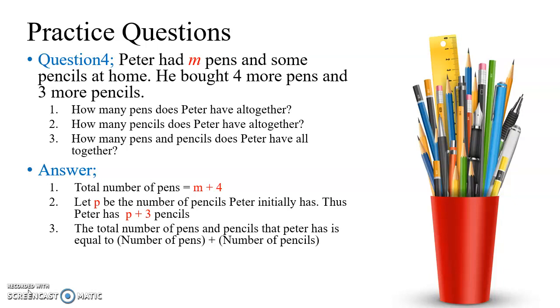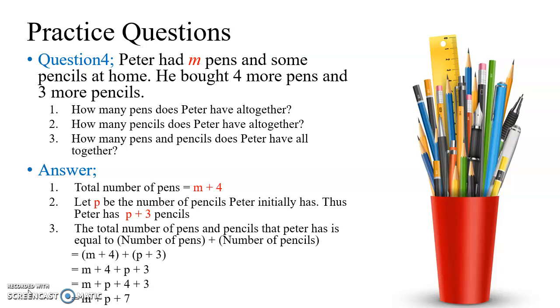To get the total number of pencils and pens that Peter has, you'll take the total number of pens plus the total number of pencils. The total number of pens is equal to M plus 4, plus the number of pencils that Peter has, equal to P plus 3. So when you expand the brackets, you get M plus 4 plus P plus 3. Put the like terms together: the unknowns, which are symbolized by letters, you put them together, and the numerical values, you put them together. So we'll have M plus P plus 4 plus 3. Realize you can add 4 and 3 together, so the simplified answer will be M plus P plus 7.